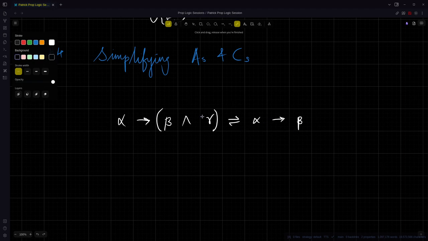So how would you prove this? Could we do a material implication on it at the start? Sure.